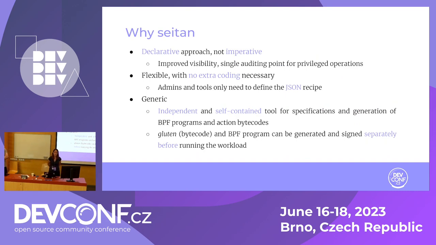So why Seitan? We decided to choose a declarative approach versus an imperative one. This gives you better visibility of your operations, so the privileged operations. It's flexible, so you don't need to code an extra handler if you want another behavior. The entire Seitan setup will take care of that. What you need to do is just write the JSON recipe. It's generic, so it's an independent and self-contained tool. We are not relying on libseccomp. We are going to see that in detail, but basically this setup generates the BPF program and the matches and the actions that we saw.